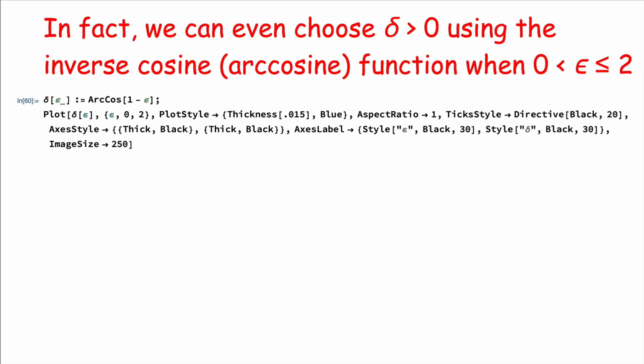In fact, for this example, we can even choose delta in a nice and programmable way. As long as epsilon is less than or equal to 2, we can choose delta using the inverse cosine or arc cosine function. In particular, we can let delta of epsilon be the arc cosine of 1 minus epsilon. Then the cosine of delta would be equal to 1 minus epsilon, and our inequalities would be true as well.